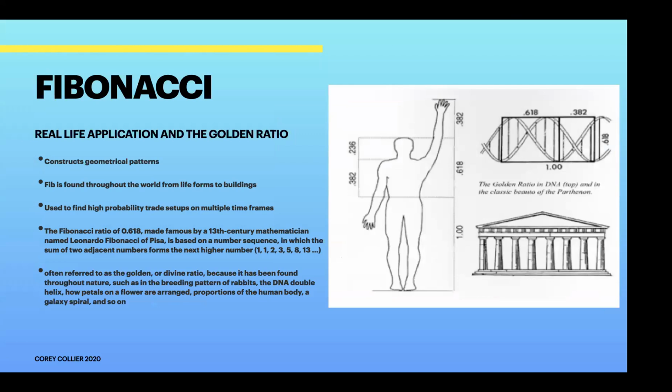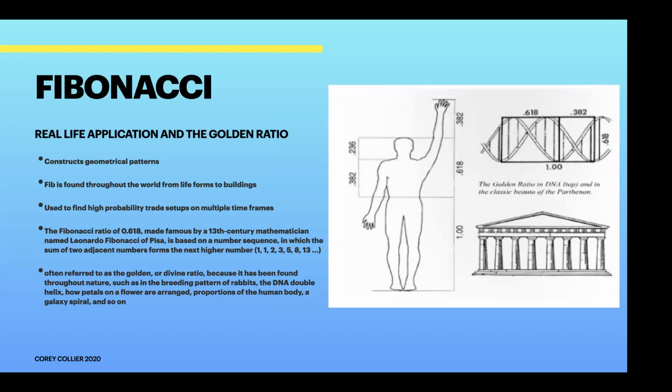So again, real life application in the golden ratio. Fibonacci constructs geometrical patterns, and Fib is found throughout the world, from life forms to buildings. It's used to find high probability trade setups on multiple time frames. And again, the Fibonacci ratio of the 618, guys, was made famous by the 13th century mathematician Leonardo Fibonacci, and it's based on that number sequence.